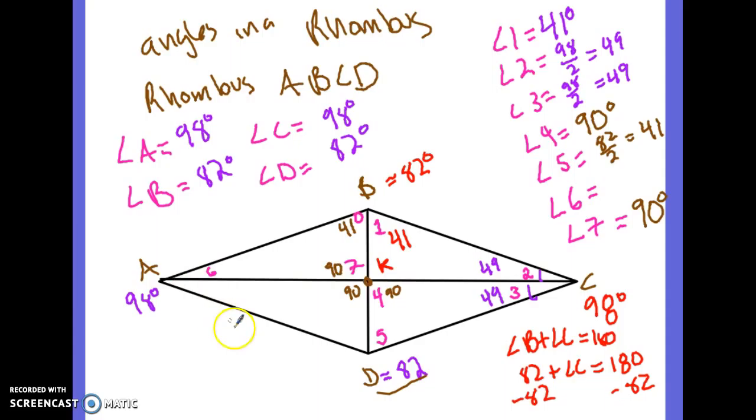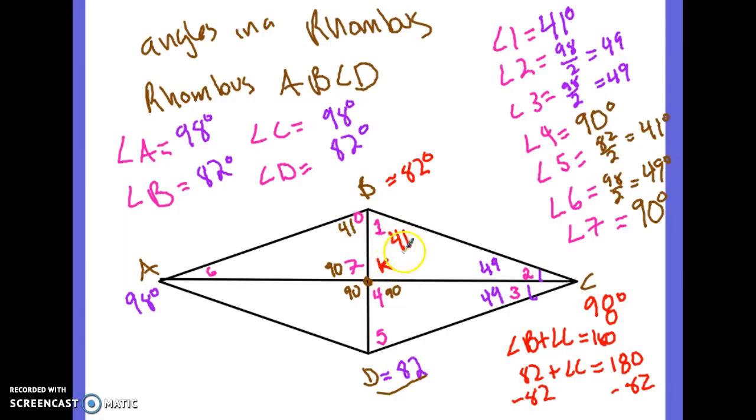It's easy to follow with number 6 as well. We know that all this angle is 98, so angle 6 is going to be equal to 98 divided by 2. We're splitting it in half, which is also going to be 49 degrees. So you'll see in this entire diagram, there's not that many different angle measures. Because we have the perpendicular angles here, because we have the bisection here, we know that both of these are going to be the same.